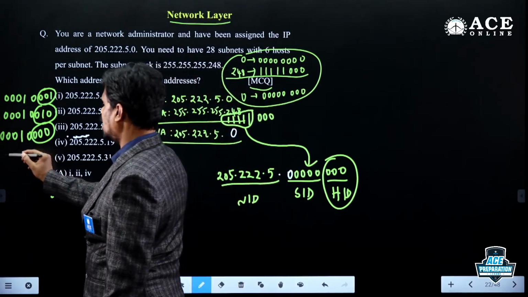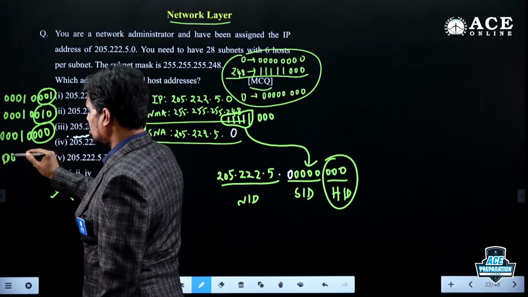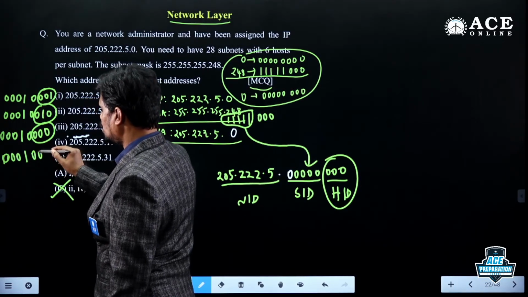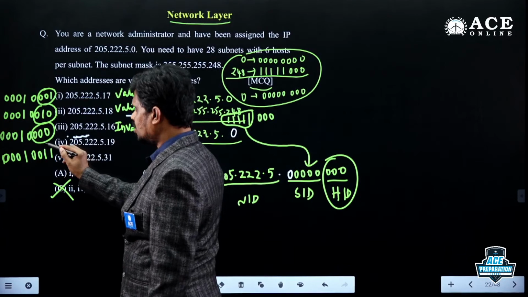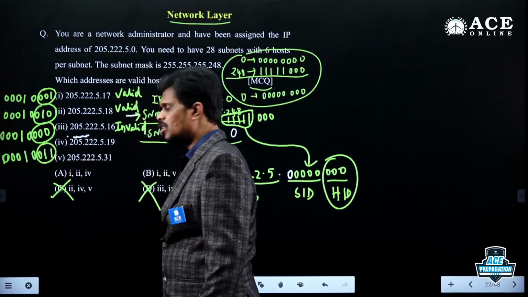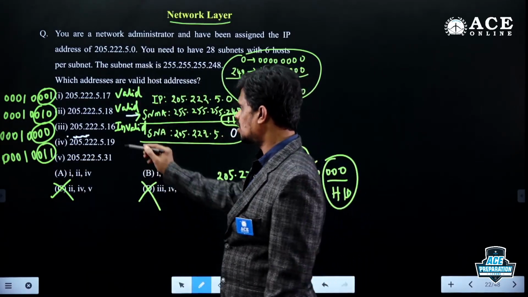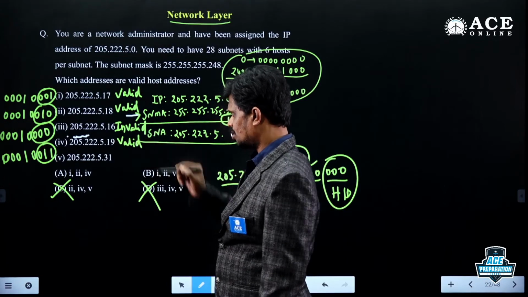Next, 205.222.5.19. How can I write 19? 16 plus 3. Look at the last 3 bits. If we verify, they are not all zeros and not all ones. So this is also a valid address.